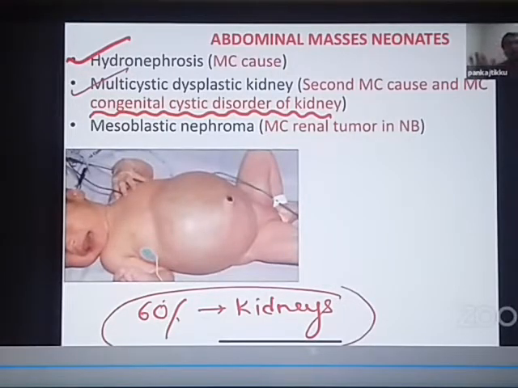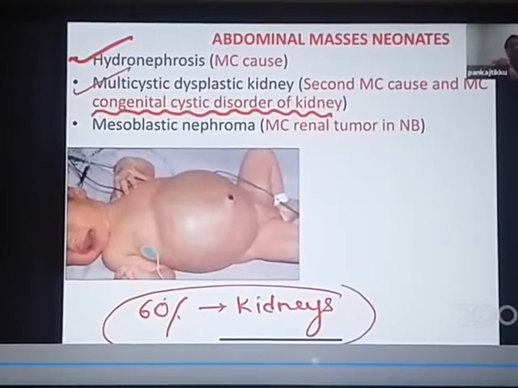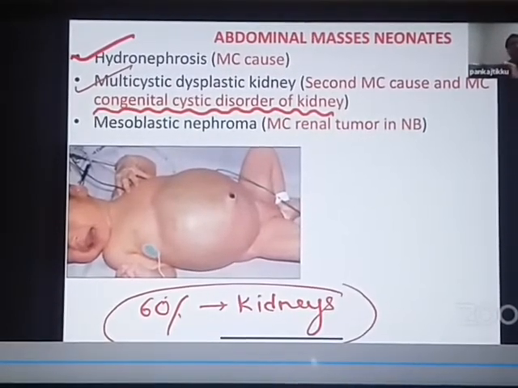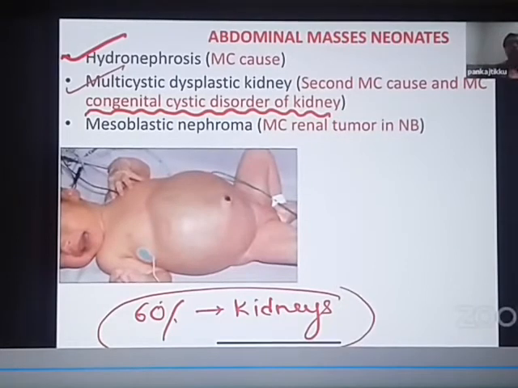Out of all those congenital cystic disorders, the most common congenital cystic disorder of the kidney is a multicystic dysplastic kidney. And multicystic dysplastic kidney is the second most common cause of an abdominal mass in a newborn. Which is the most common cause of abdominal mass in a newborn? Hydronephrosis. Which is the second most common cause of an abdominal mass in newborns? It is a multicystic dysplastic kidney.